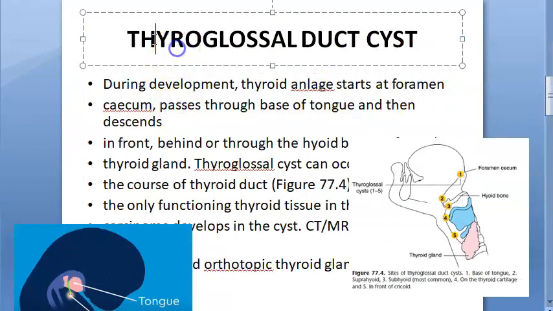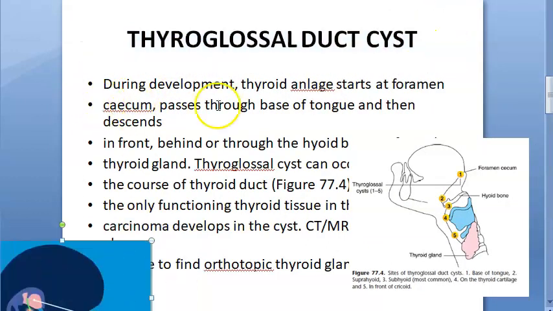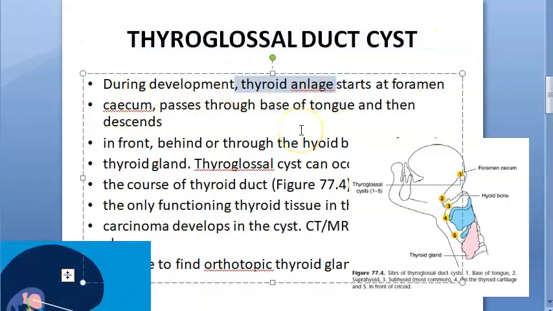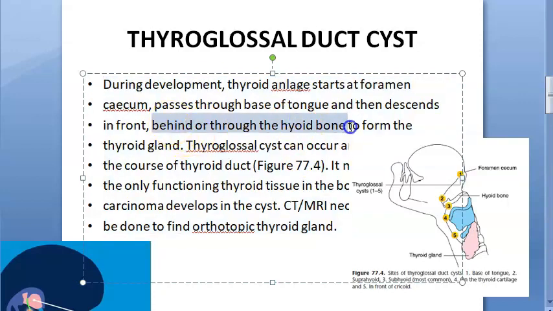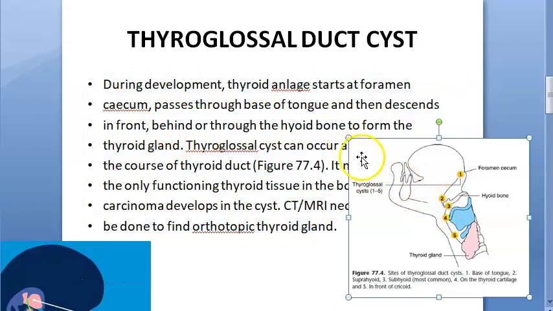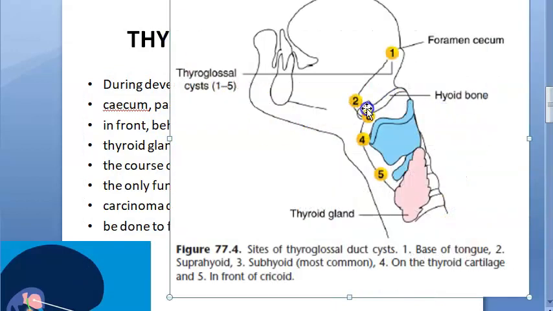Then thyroglossal duct cyst. So we saw this during development. The thyroid anlage starts at the foramen cecum, passes through the base of tongue and then descends in front, behind or through the hyoid bone. So it's going through the hyoid bone. Let us look at this photo here. So hyoid bone is here, foramen cecum is here. So where is the thyroglossal cyst? 1 to 5. So this is the thyroid gland.